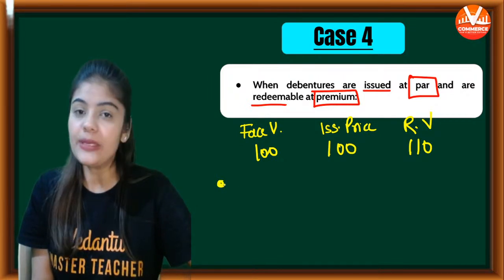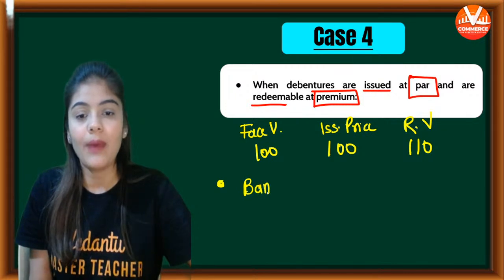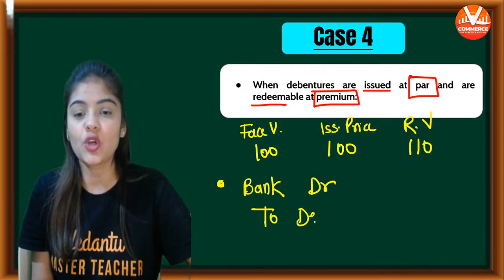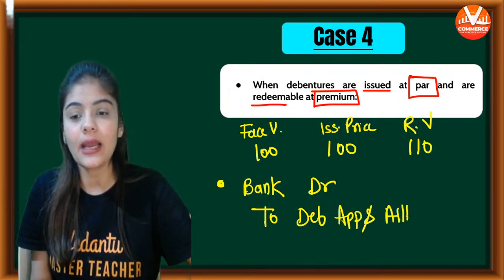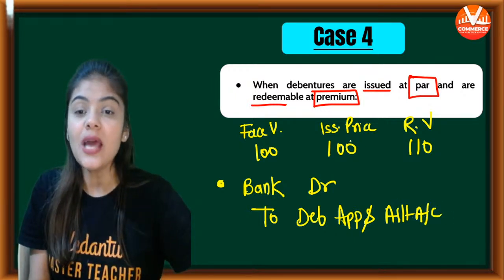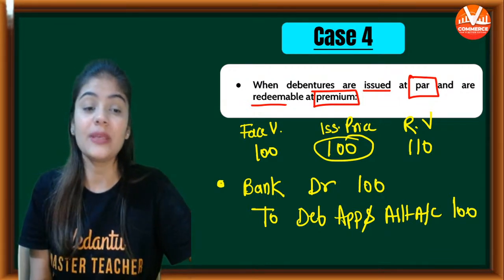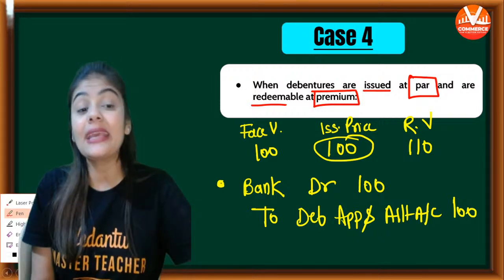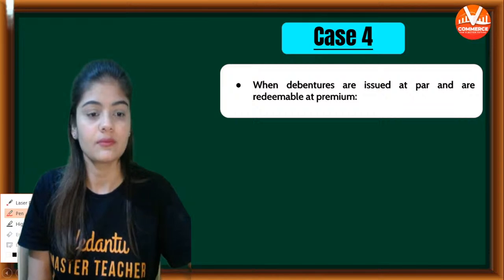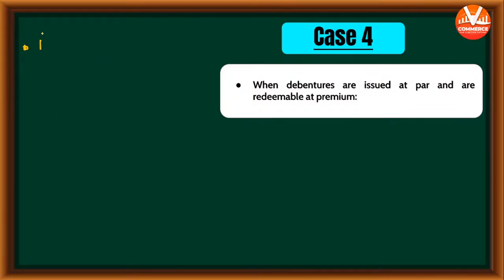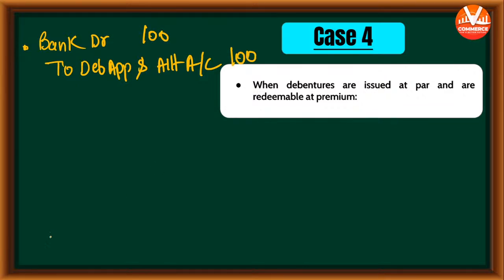Now, the first entry will be application money received. Bank account debit to debenture application and allotment account. How much you will receive on application? 100 rupees because the issue price is 100. So, we will receive 100 rupees at the time of application. We have received 100 rupees at the time of application. Face value was 100, issue price was 100, but the redeemable value was 110.